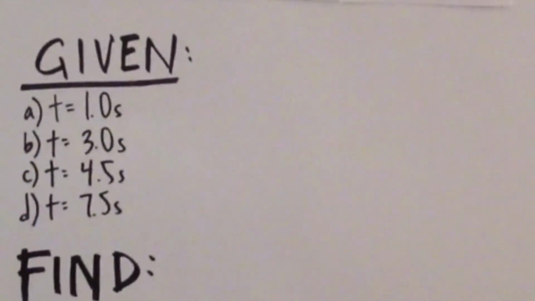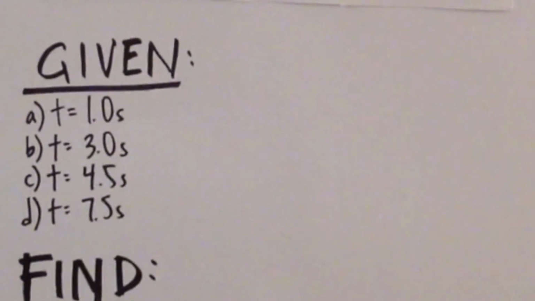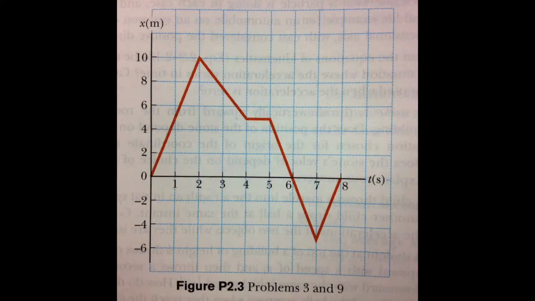Now we take a look at C. They want to know the instantaneous velocity at 4.5 seconds. So at 4.5 seconds, we see that the distance it started traveling was at 5 meters, and the distance it ended traveling at was 5 meters. And we can plug this into our equation.